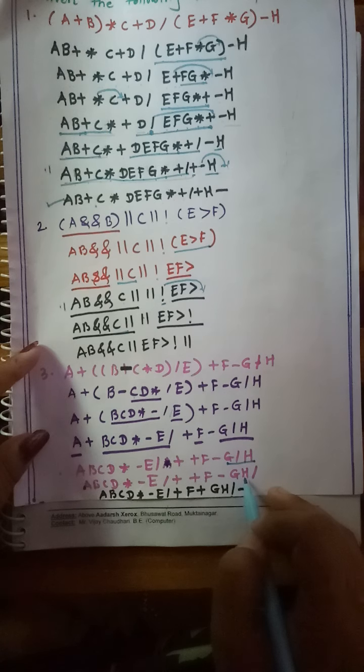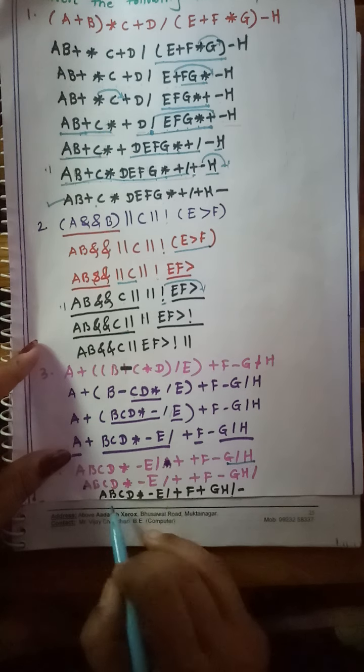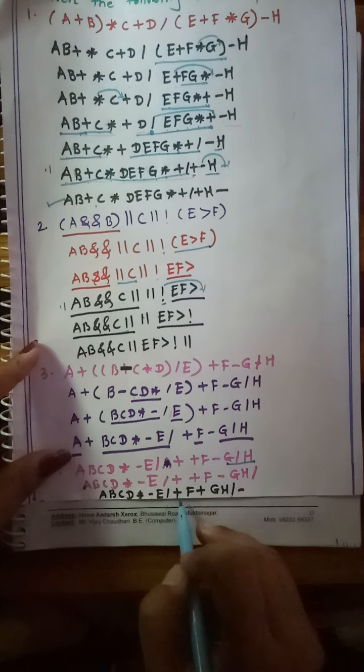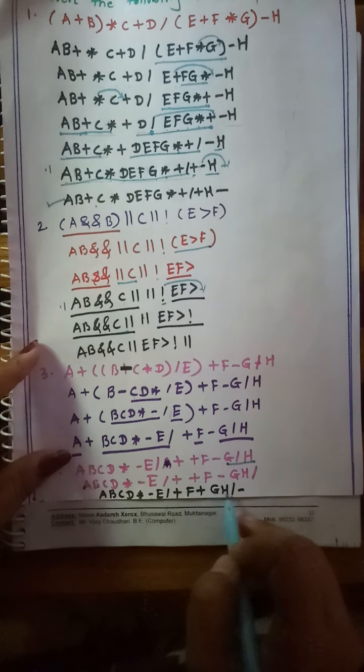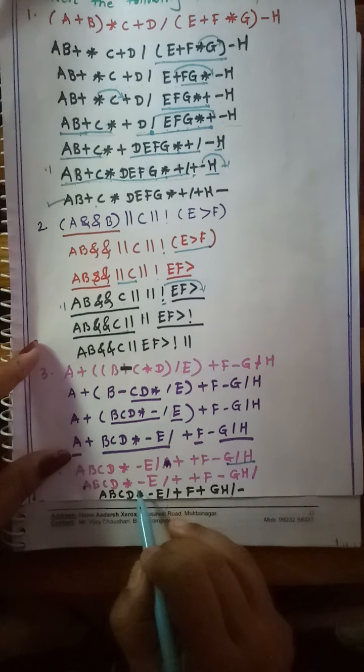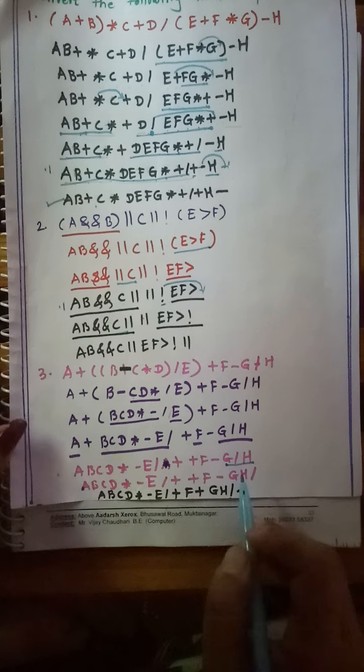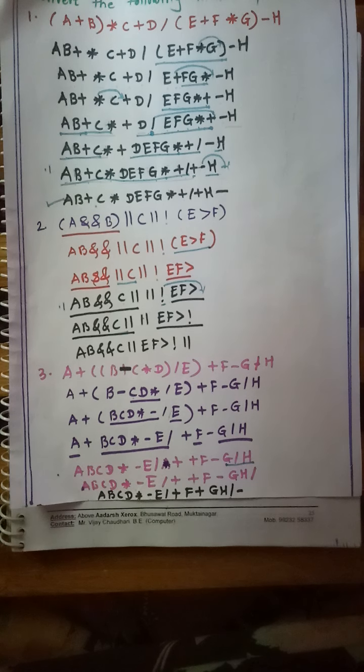Now this will be converted into the postfix form. And the last one is A B C D star minus E slash plus F plus G H slash, and this minus sign will go here. This is the solution of the third example.